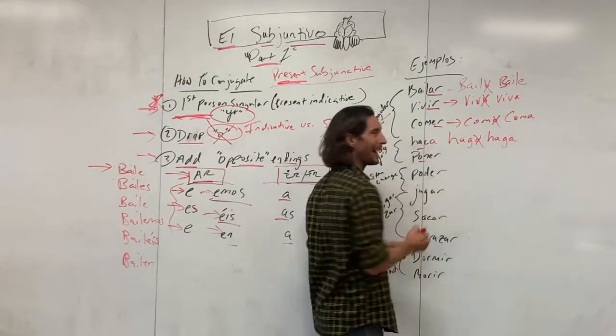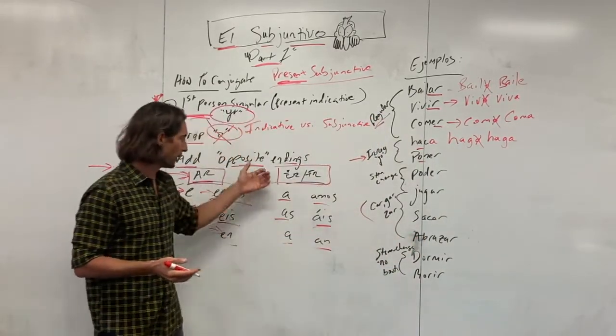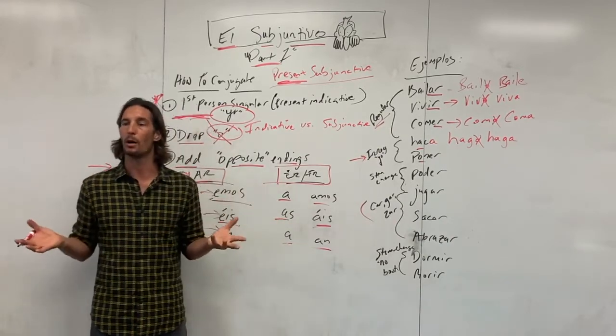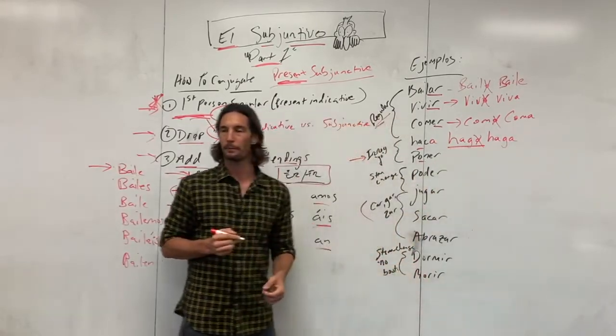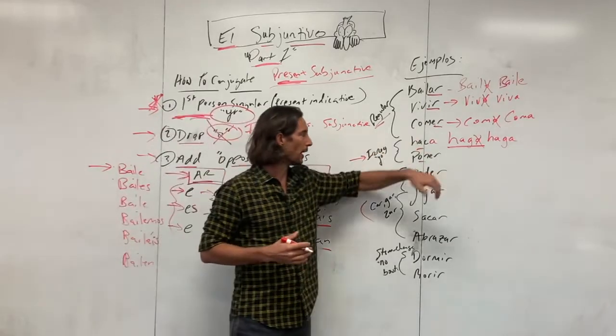You would do aca, right? And that would be wrong. And so you would run through here and do aca, acas, aca, acamos, and it'd be totally wrong. And that's because you ignored rule number 1. Rule number 1 is going to give you hago, and then from there you run through it, right?